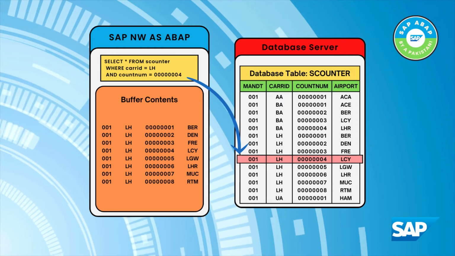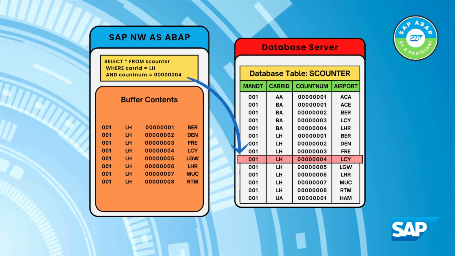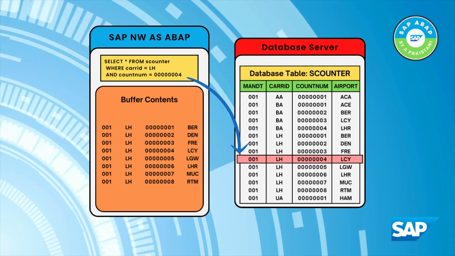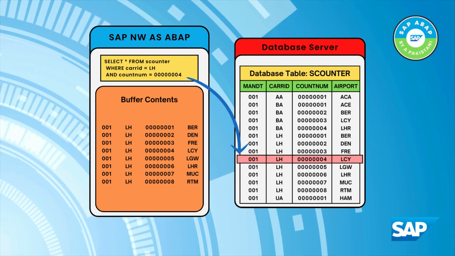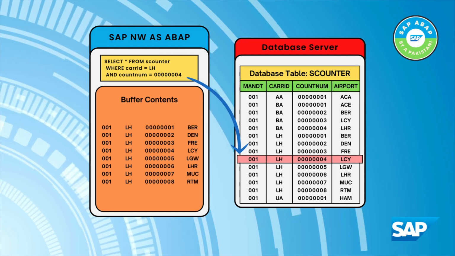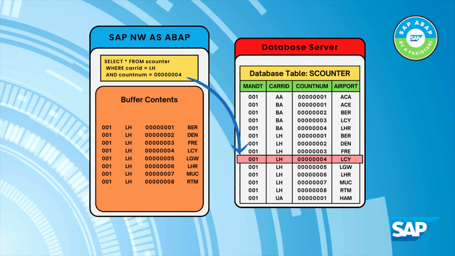Language-dependent tables are an example of generic buffering. The generic key includes all the key fields up to and including the language field. The generic areas are managed in the buffer as independent objects. The generic areas are managed in the same way as fully buffered tables.